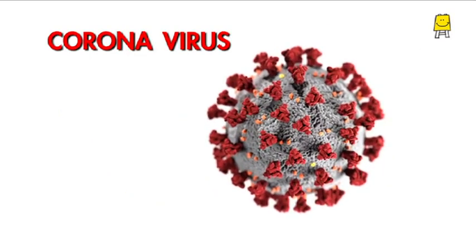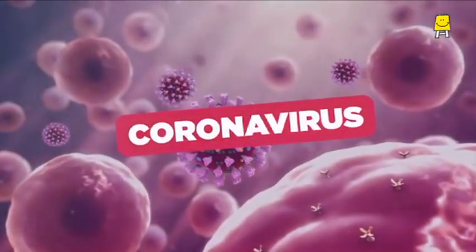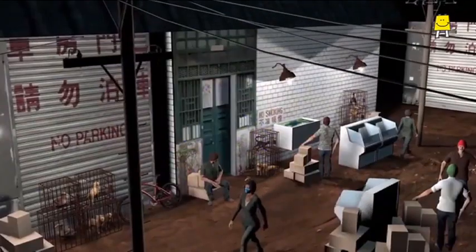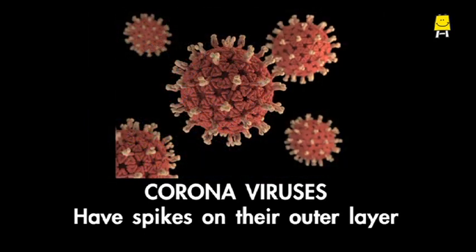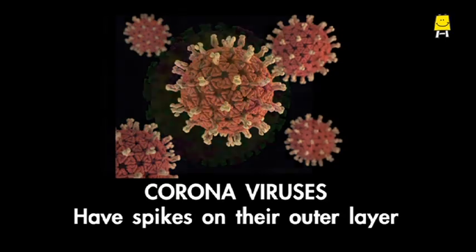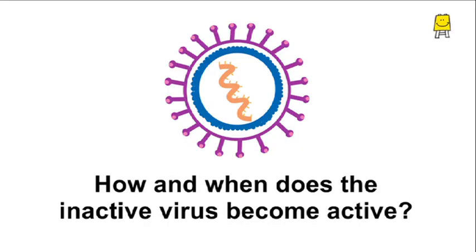This is what the coronavirus looks like. A coronavirus is the cause of the disease COVID-19. It has caused the current pandemic and terrorized the world. Coronaviruses have spikes on their outer layer. These spikes help the virus to attach to its host cell. The question is, how? And when does the inactive virus become active?